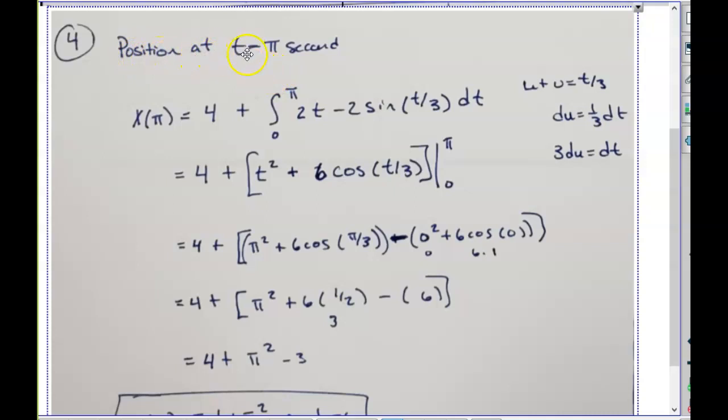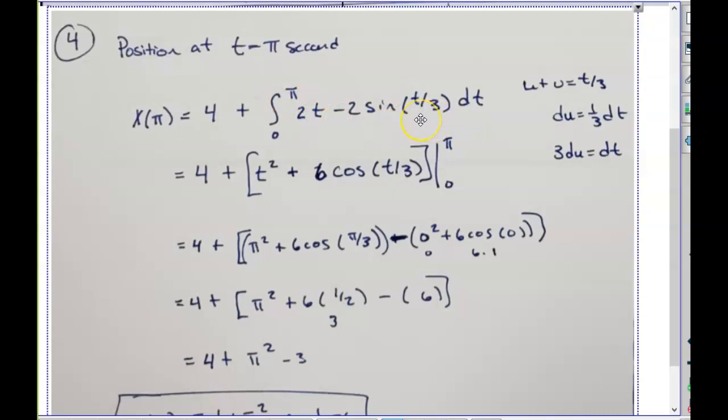So position at time pi seconds is, remember the notation, they said x of t was position. So to figure out what that is, I have to take my start. And in the directions, they said at time 0, the position was 4. So I have my start plus the integral from 0 to pi of velocity.